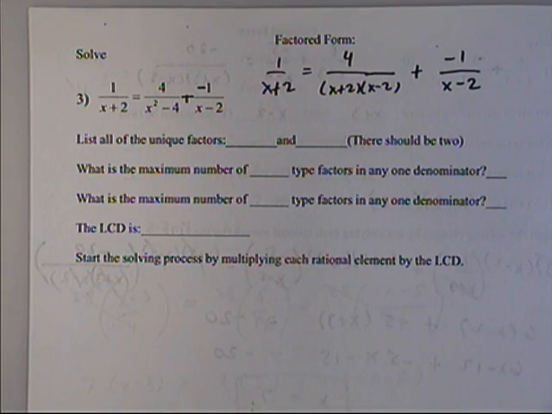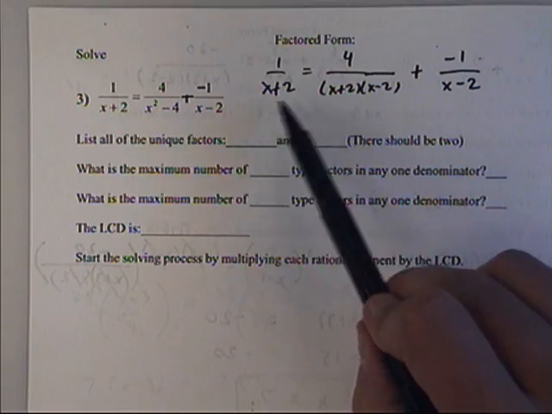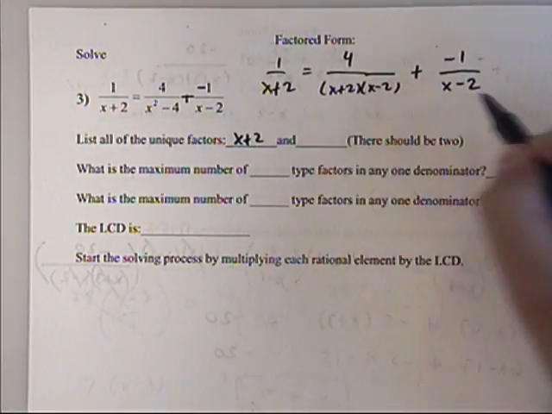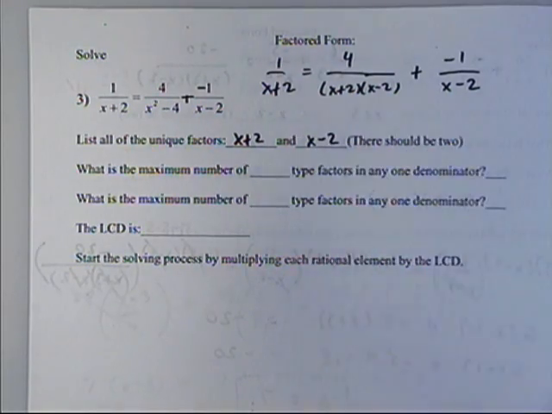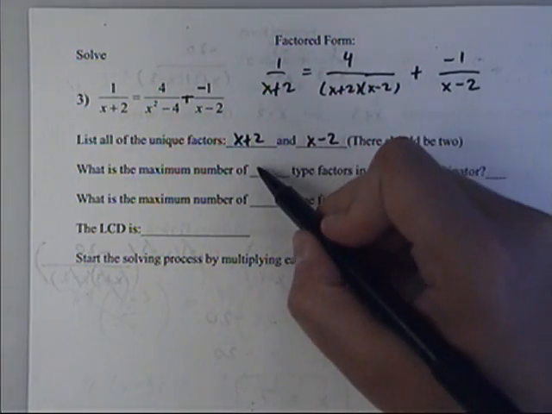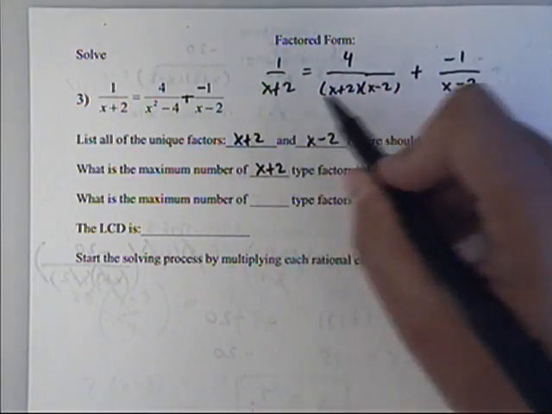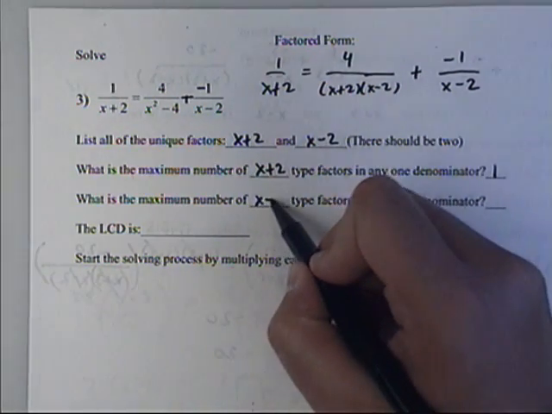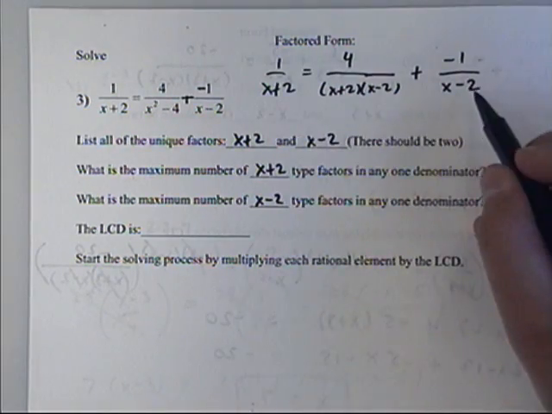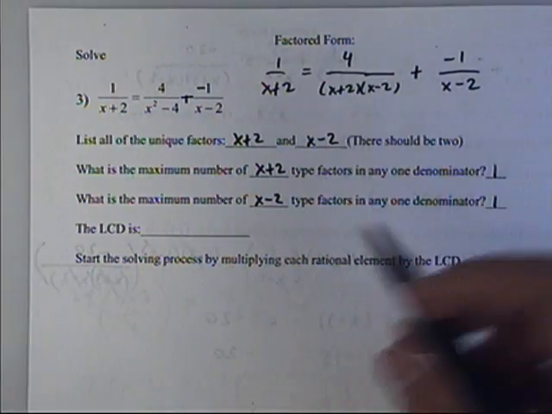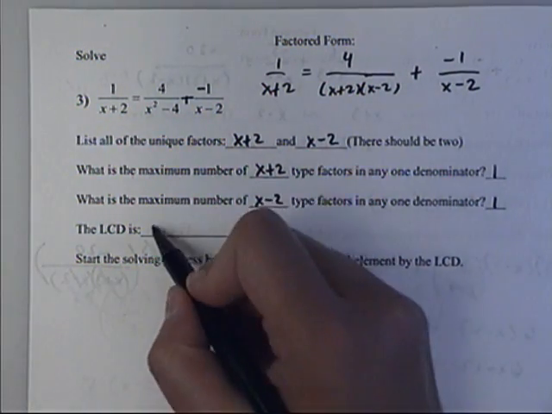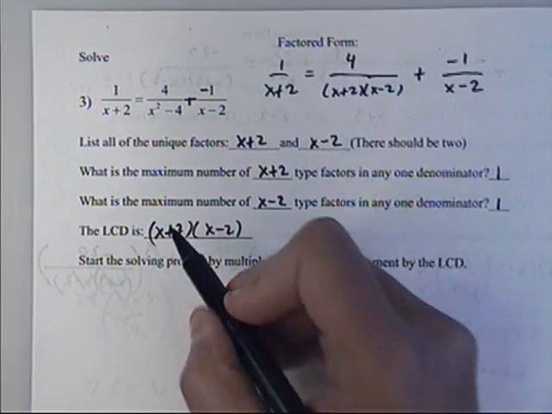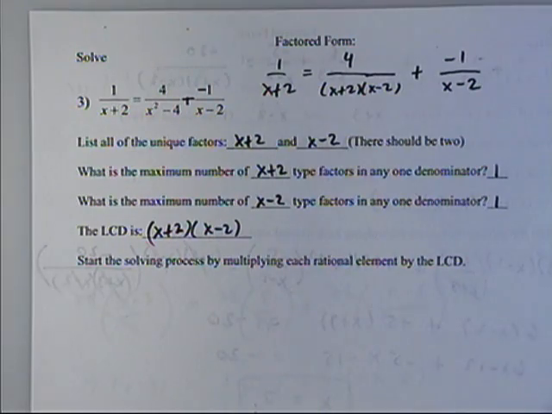All right, step 1, what types of factors do I have? Well, if I look at all the denominators, I have an x plus 2 type of factor, and I have an x minus 2 type of factor. What's the maximum number of x plus 2's I have in any one place? 1. What's the maximum number of x minus 2's I have in any one place? 1. So the least common denominator is 1 x plus 2 and 1 x minus 2. That is my least common denominator.